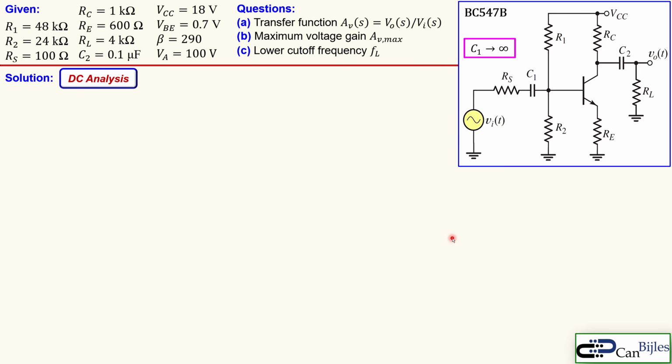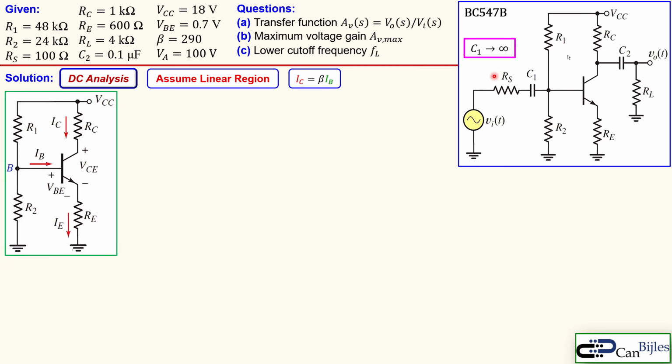Now, before we do that, we know that we need the DC analysis. Why? Because we need to calculate the GM, we need to calculate the RO, we need to calculate the R pi and all the other parameters. So we assume first linear region operation, and that means the collector current DC is equal to beta times the DC base current. So we actually have this R1, R2, RC, and RE again. So we lose this part because the capacitor C1 is open and the capacitor C2 is open.